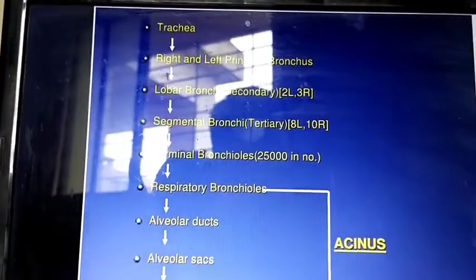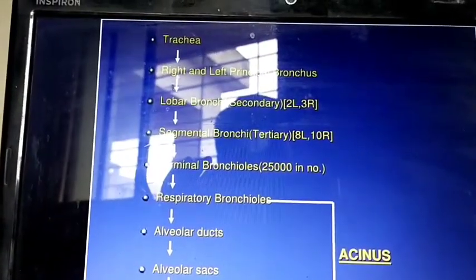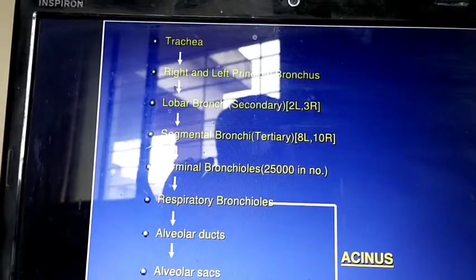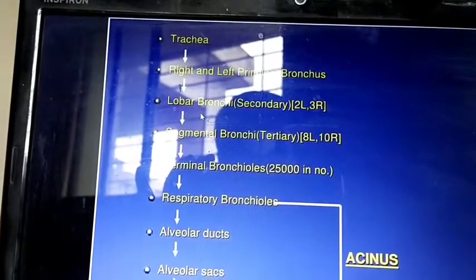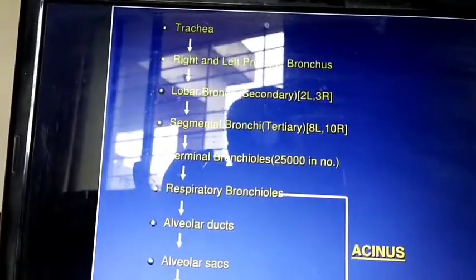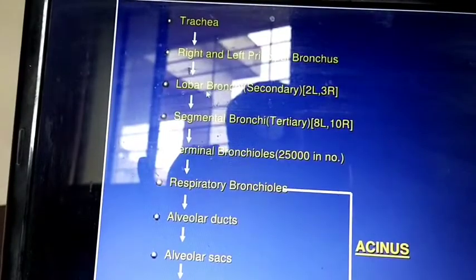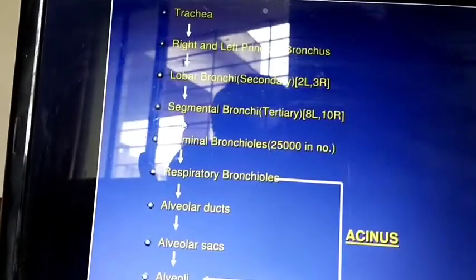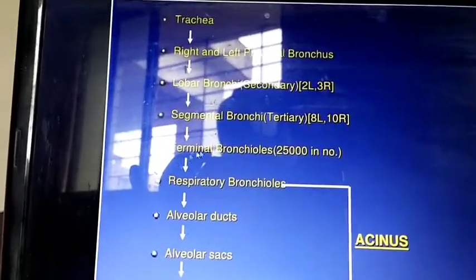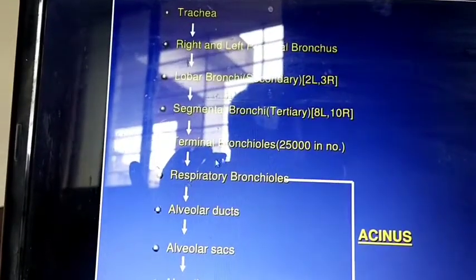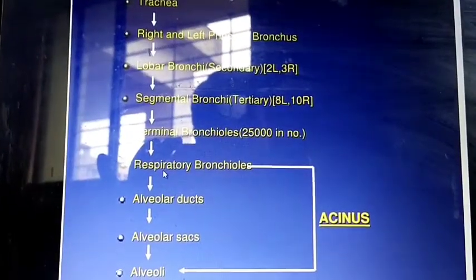Okay, now a little bit about the branches of the trachea or bronchi. The trachea divides into right and left principal bronchus. Then the principal bronchus further divides into lobar bronchi. Lobar means superior lobe, middle lobe, lower lobe, like that. That lobar bronchi further divide into segmental bronchi. Then the segmental bronchi further divide into terminal bronchioles, and the terminal bronchioles further divide into respiratory bronchioles.